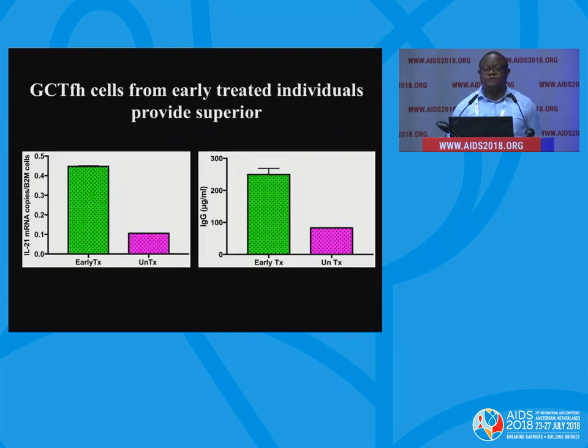So we did some in vitro co-culture experiments. Again, I want to concede that these are very preliminary data, but when we co-culture our T follicular helper cells isolated from the lymph nodes of early treated people in Fiebig stage 1 with naive B cells, compared to TFH from untreated individuals, we see a very significant difference in IL-21 production that we measure by digital droplet PCR mRNA copies. We also can take the supernatant and measure IgG, and we see a significant amount of IgG secretion, suggesting to us that the T follicular helper cells from early treated people preserve function. We're doing more experiments now to try and substantiate this point.